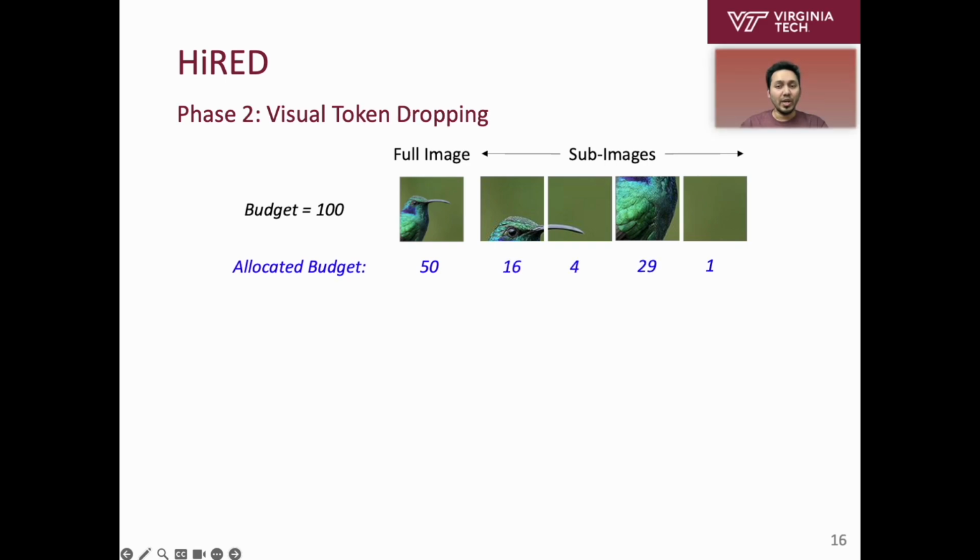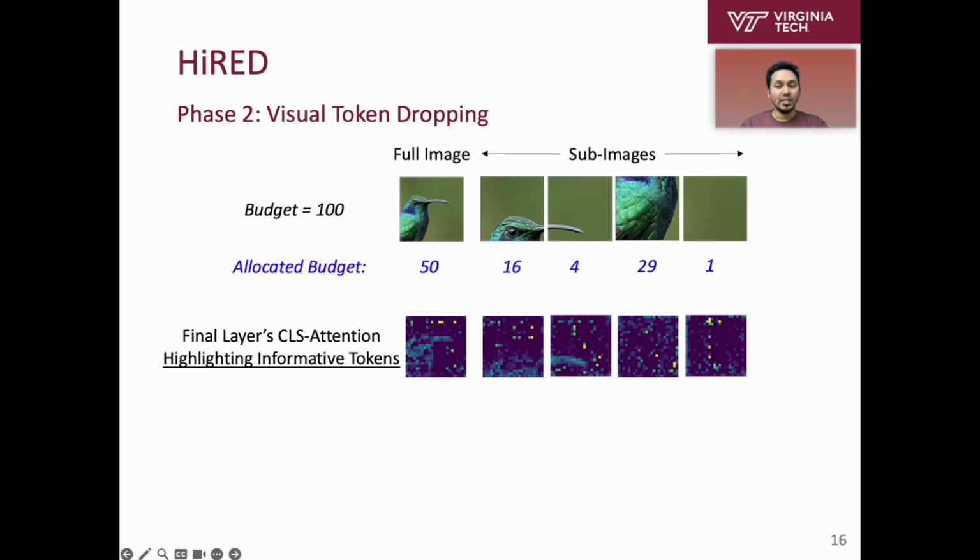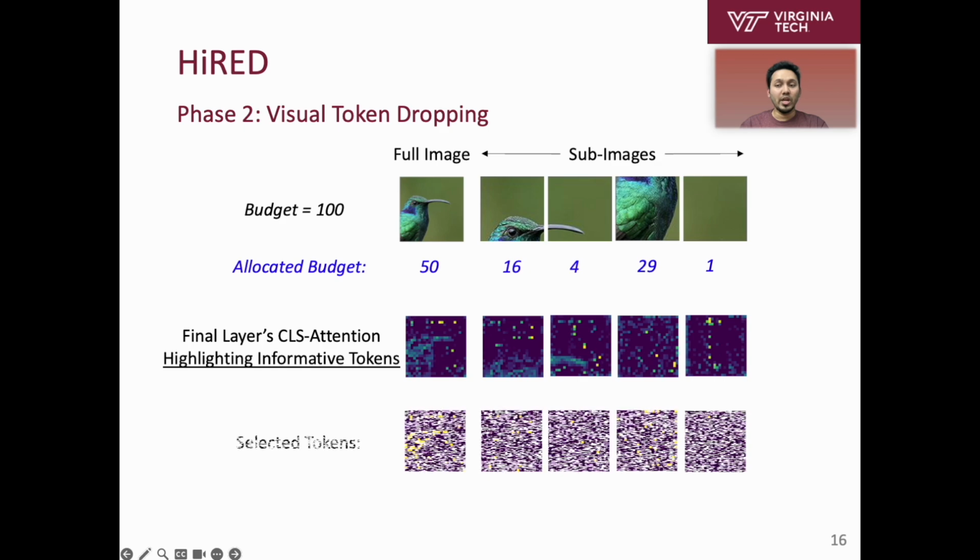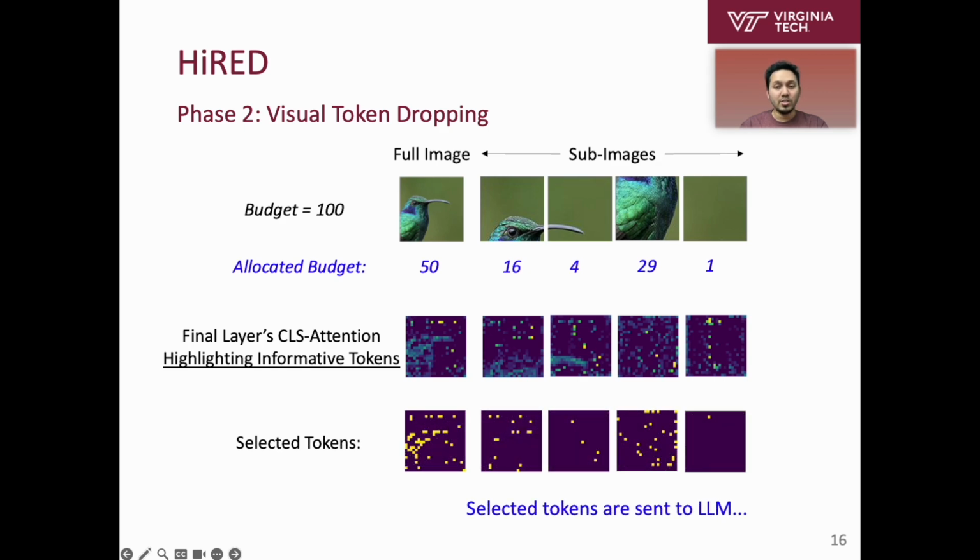Once the budget is allocated for the full and sub-images, the next phase is about dropping visual tokens within the allocated budget. As shown earlier, the class attention in the final ViT layers highlights the most informative tokens. To ensure that the LLM receives tokens carrying the most information, we select top tokens from each image based on their importance under the allocated budget. The remaining tokens are dropped and only the selected tokens are passed to the next layer.